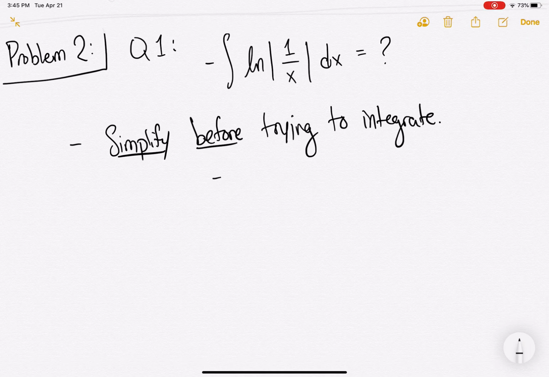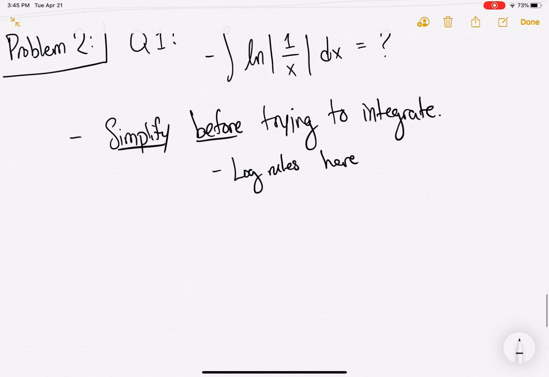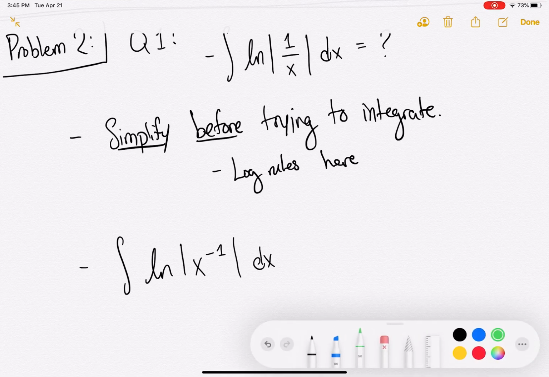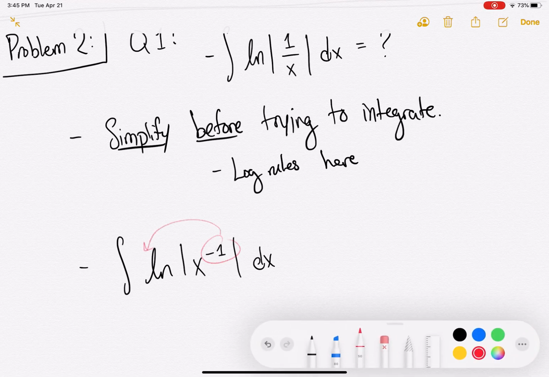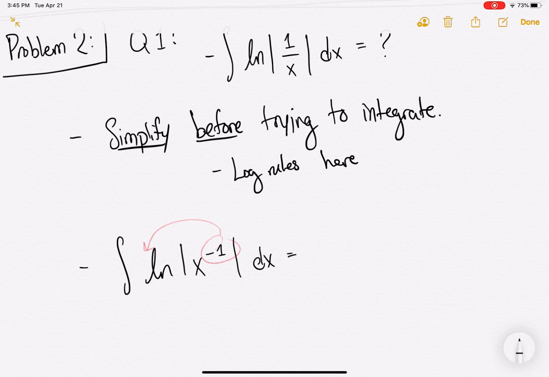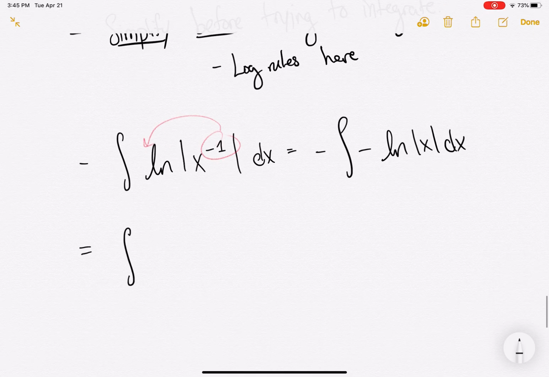Can I do that? Yeah, log rules. There are a couple good ideas for how to simplify things. So the first one, we're going to do log rules. I'm going to write this first as x to the minus 1 because it's always beneficial to write denominators as negative powers. And then my log rules kick in, and they say this pops out front. So I get negative natural log x dx, and of course 2 negative signs. This is just the integral of natural log of x dx.